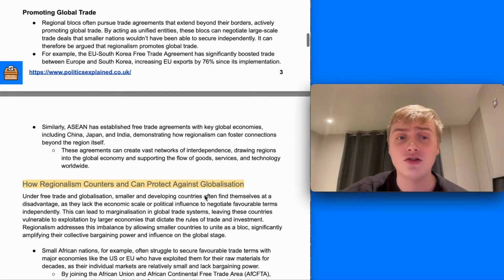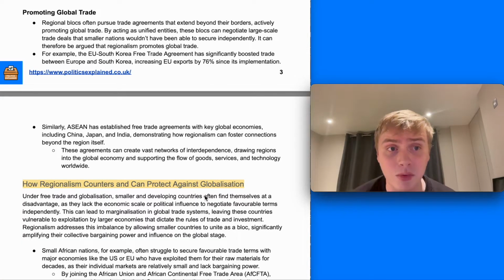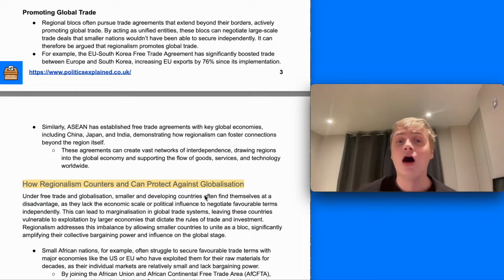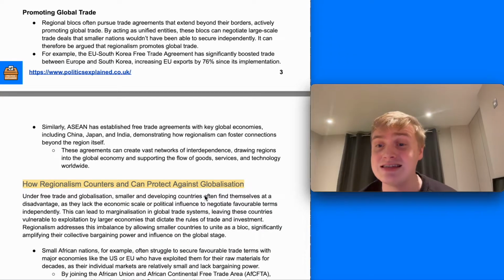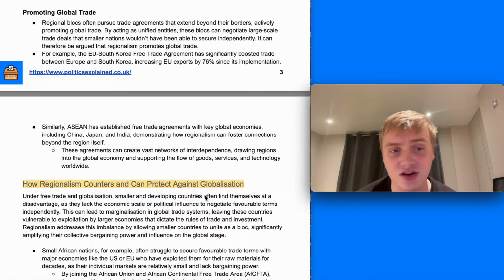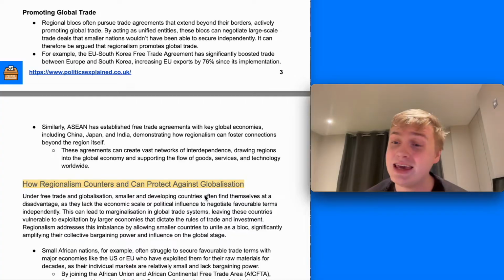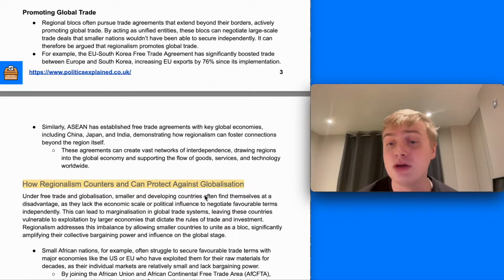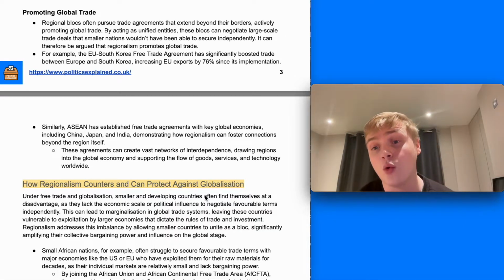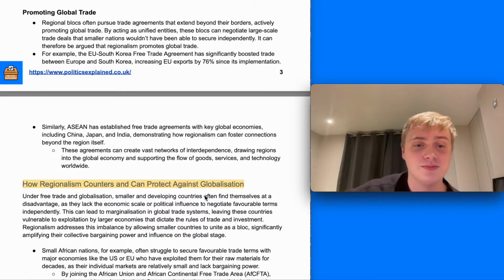Regional blocs, as I mentioned, often also pursue trade agreements that extend beyond their borders, actively promoting global trade by acting as unified entities that can negotiate large-scale trade deals that smaller nations wouldn't have been able to secure independently. For example, the EU-South Korea Free Trade Agreement has significantly boosted trade between the European Union and South Korea, increasing EU exports by 76% since its implementation. Similarly, ASEAN has established free trade agreements with key global economies, including China, Japan, and India, demonstrating how regionalism can foster connections beyond the region itself, particularly for the small countries involved in the regional organisations.